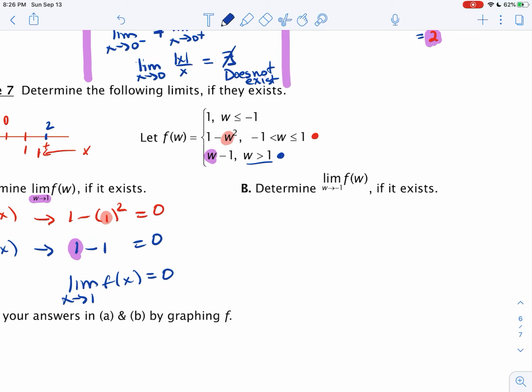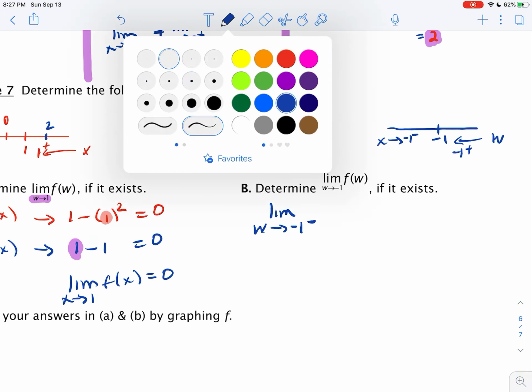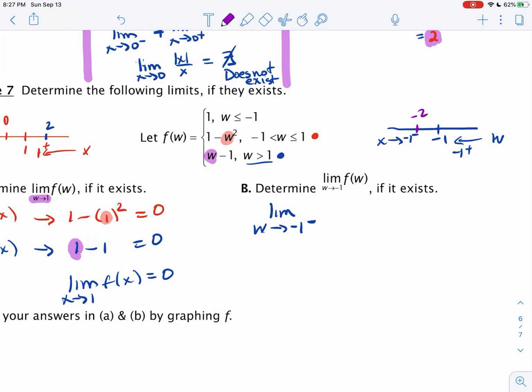Determine if the limit as w approaches negative 1 of f of w exists. So again, I'll try to do the w this time: w approaches minus 1 from the left, and on the other side, the w's are approaching minus 1 from the right. If I take something to the left of negative 1, I could be looking at negative 2, and where is negative 2 up here?